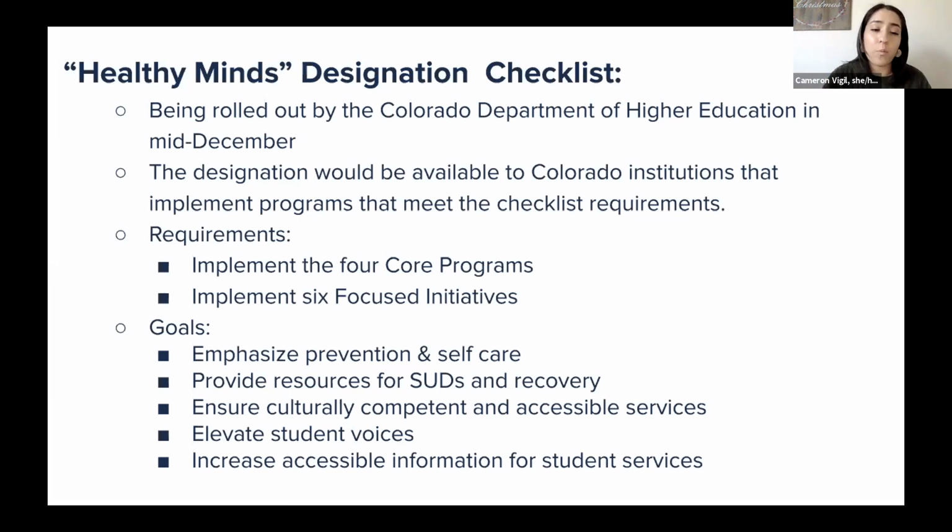And then in addition to those 4 core programs, we also think that they need to implement 6 focused initiatives. And those focused initiatives are separated into different buckets, like accessibility, awareness, and prevention. A few examples of accessible information is a counseling staff directory that includes a short biography letting students know if that counselor has culturally competency training, or maybe indicating if they identify as LGBTQ or is a certain demographic, so that student knows, hey, I might identify with this counselor ahead of time.